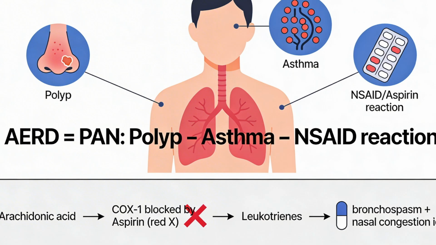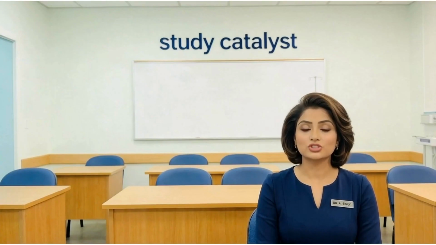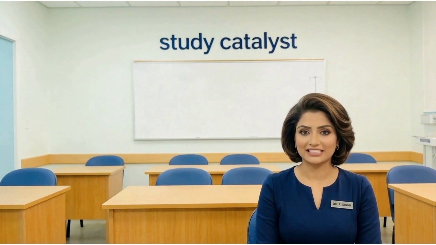Mechanism: when COX-1 is blocked by aspirin, it shunts arachidonic acid metabolism toward leukotriene production, leading to bronchospasm and nasal congestion. So, whenever you see asthma flaring up after painkillers and chronic sinus symptoms, think pain, polyp, asthma, NSAID. Easy to score.